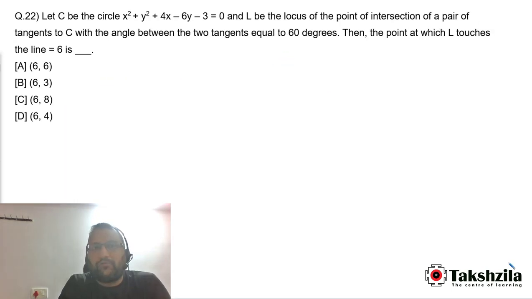After this, question number 22. Let C be the circle x square plus y square plus 4x minus 6y minus 3 is equal to 0. And L be the locus of the point of intersection of a pair of tangents to C with the angle between two tangents equal to 60 degree. Then the point at which L touches the line x is equal to 6. Over here one data is missing. This is x is equal to 6 is what? Let's have a look at it.